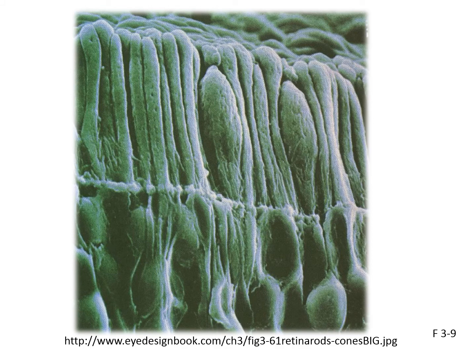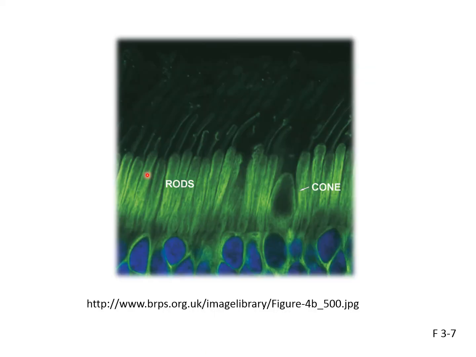In the next 2 scanning electron micrographs, we can see the 2 types of photoreceptors: the rods, which make up the majority of the cell population, and the cones, which are much fewer. Rods and cones.